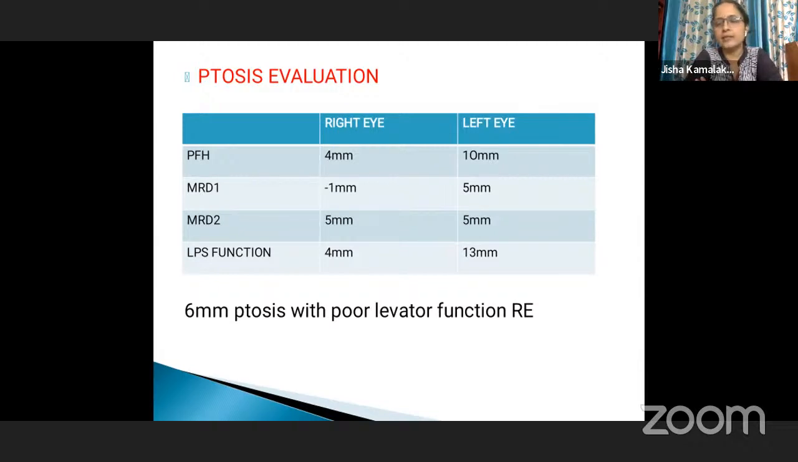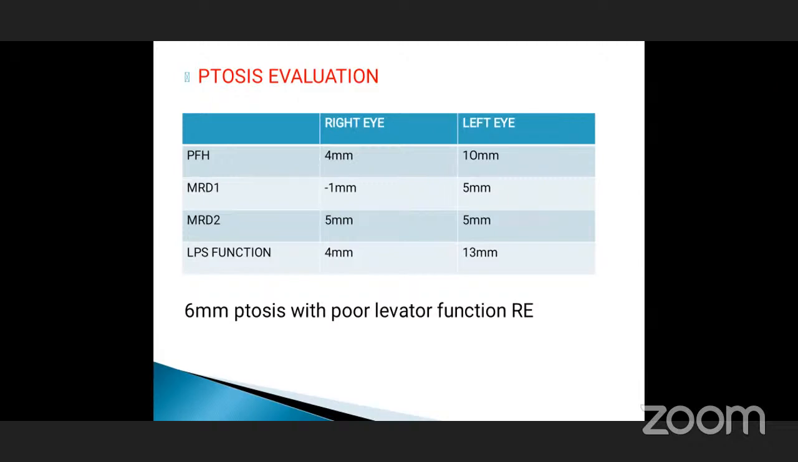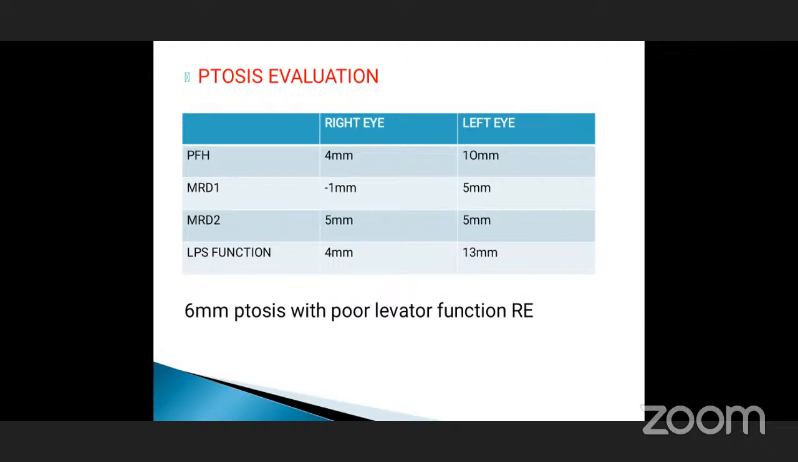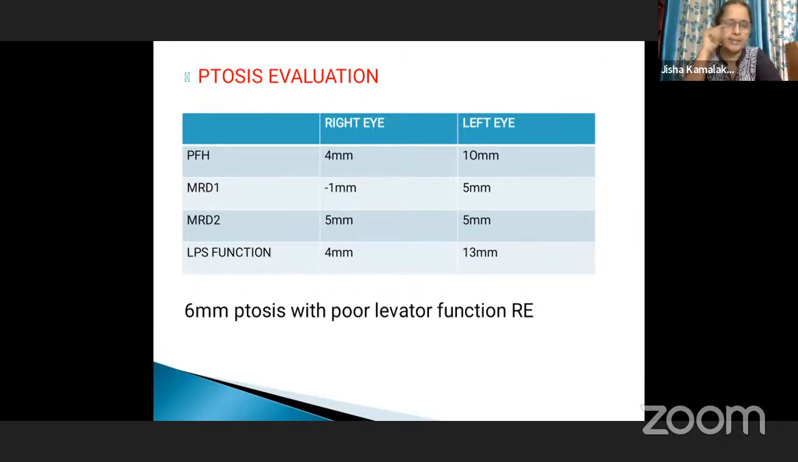Okay. So levator function is poor in this patient. How did you test for that? First, we have to press the brow to eliminate the action of frontalis. Then ask the patient to look down, then ask the patient to look up. The difference between those positions tells the levator function, so the excursion of the upper eyelid is measured.